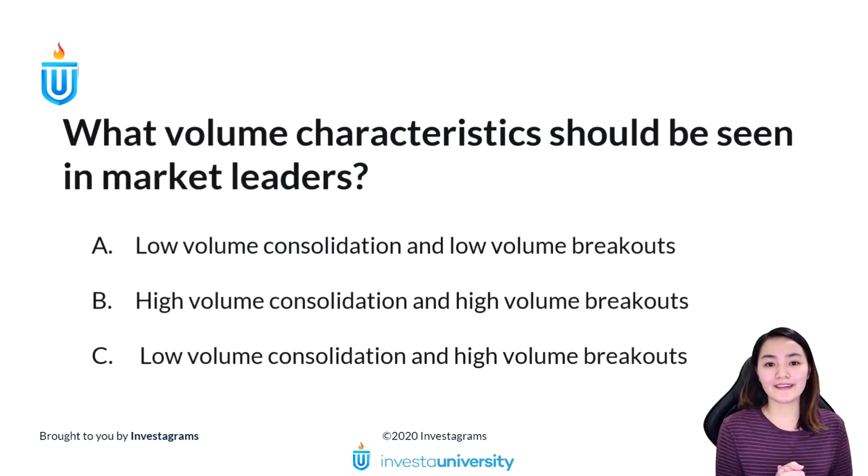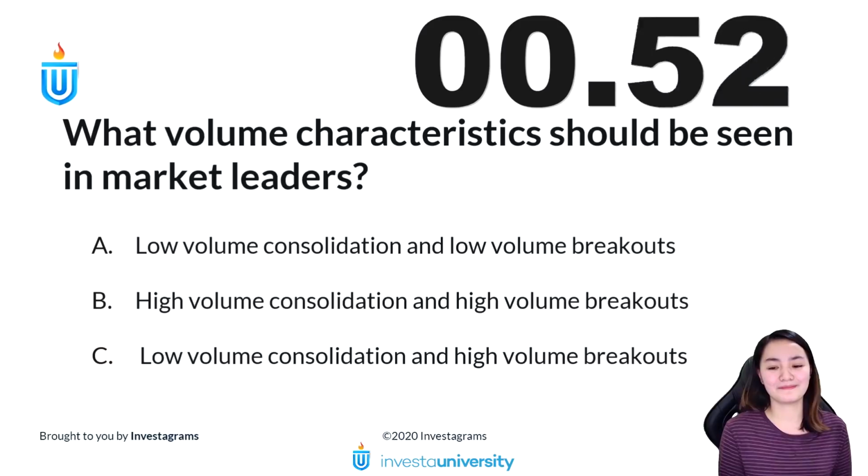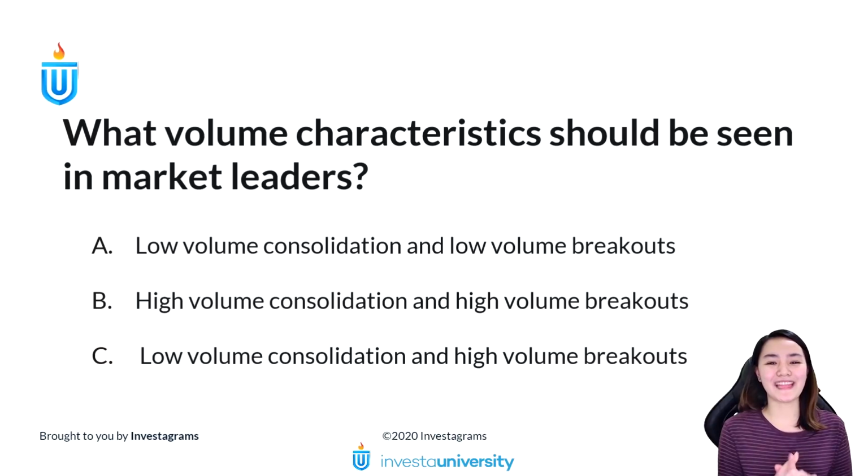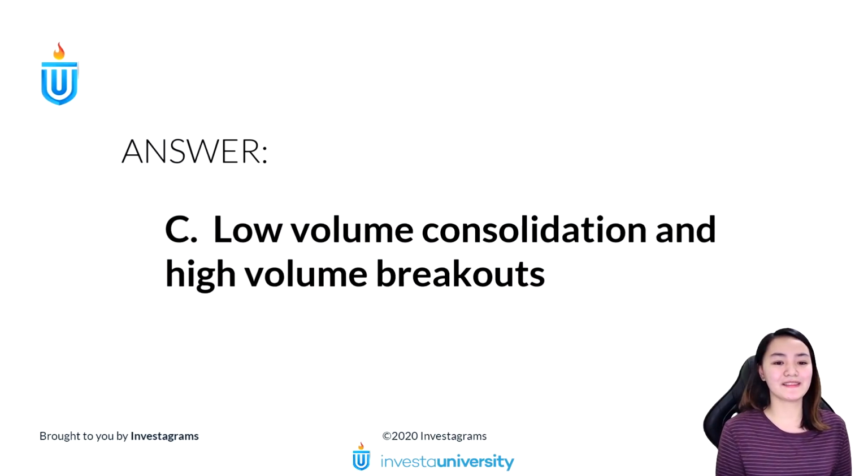What volume characteristics should be seen in market leaders? Choices are letter A, low volume consolidation and low volume breakouts, or letter B, high volume consolidation and high volume breakouts, or letter C, low volume consolidation and high volume breakouts. You have 5 seconds to answer this question. 1, 2, 3, 4, 5. Okay, so time's up. And the answer to this question is letter C. So low volume consolidation and high volume breakouts.